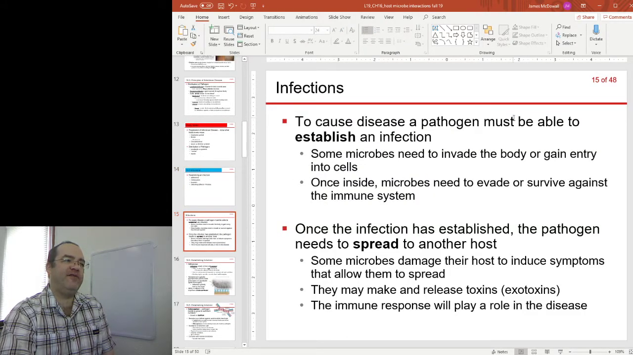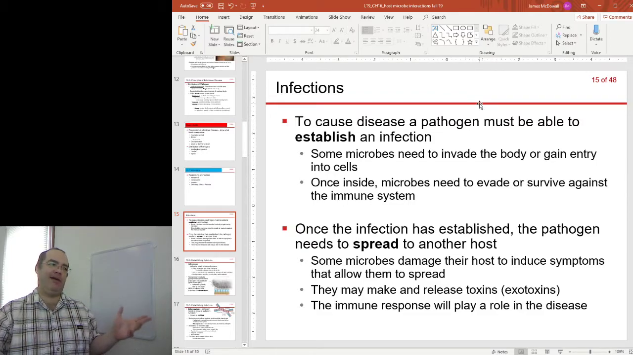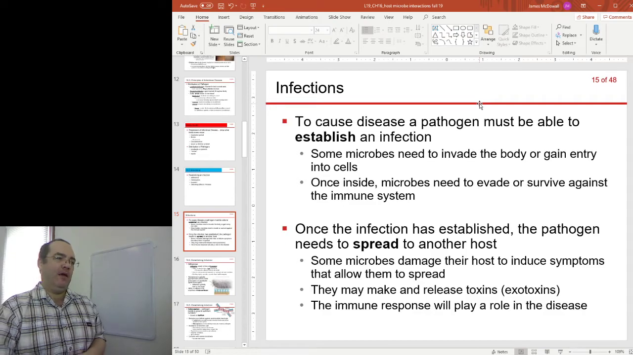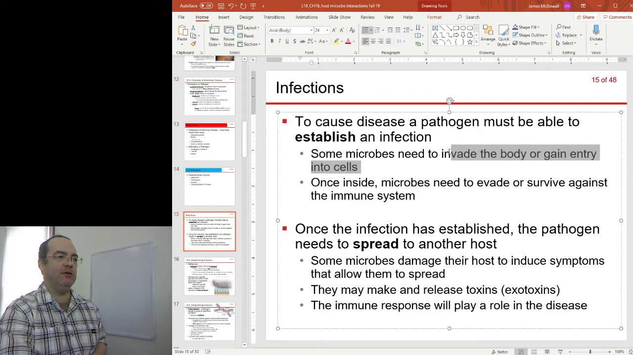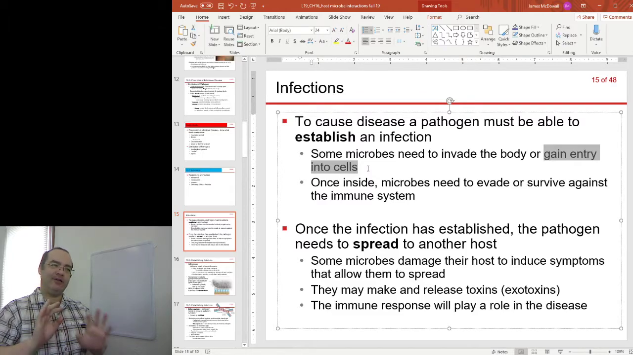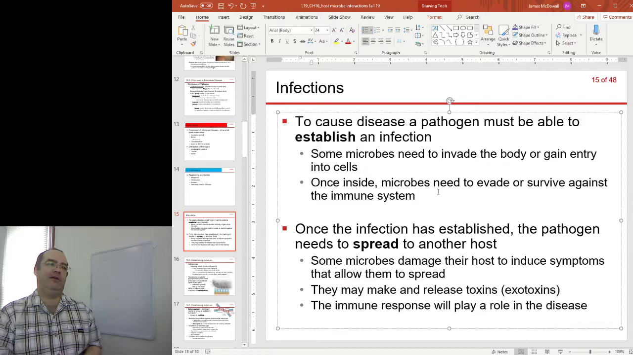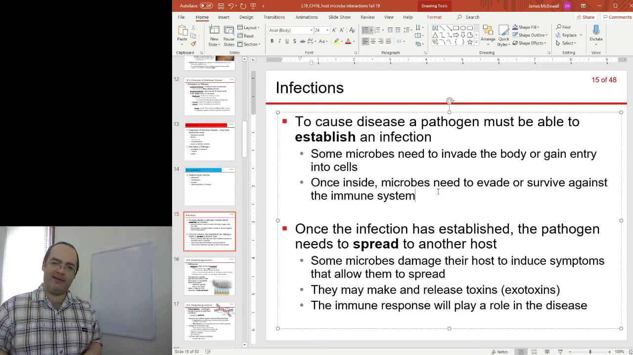So, slide 15. To cause disease, a pathogen must be able to establish an infection. Some microbes have to invade the body. Some microbes do, in fact, get inside our cells. They are intracellular parasites. Once they get inside the body, they have to survive. And we have all of the components of our immune system working against them. And we'll look at some mechanisms by which microbes can survive.